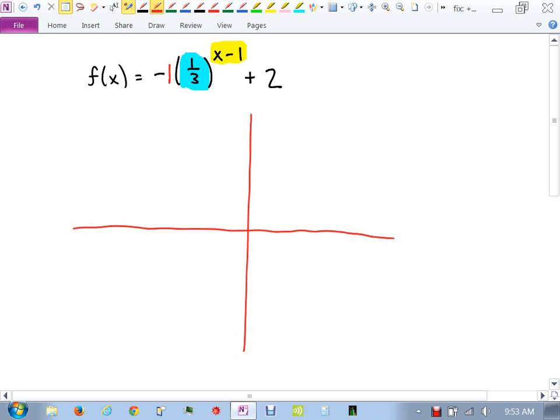So tell me, is this exponential growth or decay? This is decay, right? Because 1/3, my base, is smaller than 1. So here's what I can tell you so far. I know that this thing goes through 0, 1, but I know it decays. So it looks like this. That's what 1/3 to the x looks like. Agreed? Just 1/3 to the x.